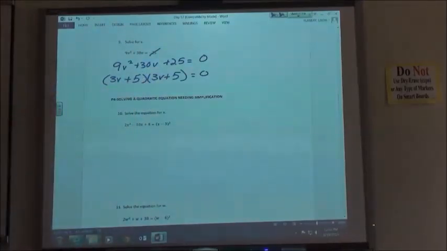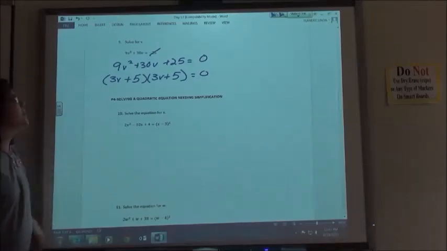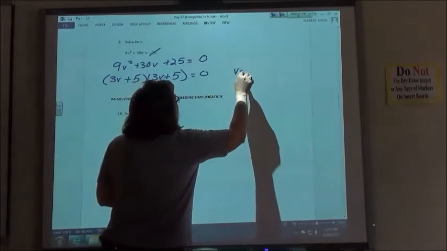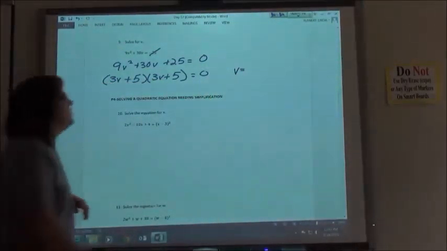You're going to get the same answer twice because I have the same factors. They'll either call that a double root, or sometimes they'll say something like multiplicity of 2 because it happens twice. So depending on which book you read, different ways of stating that. But really you only have to put the answer in once. v is going to equal what? Negative 5 over 3.